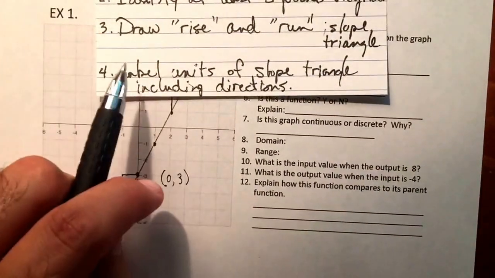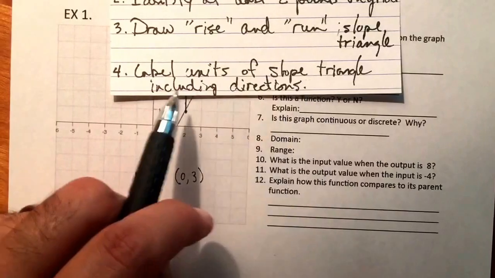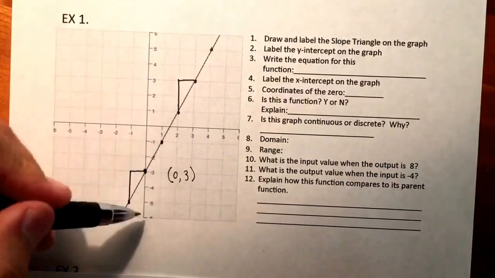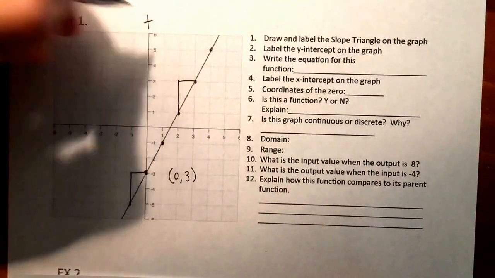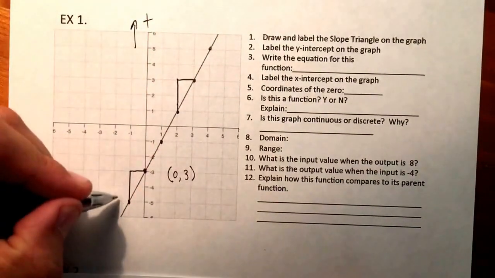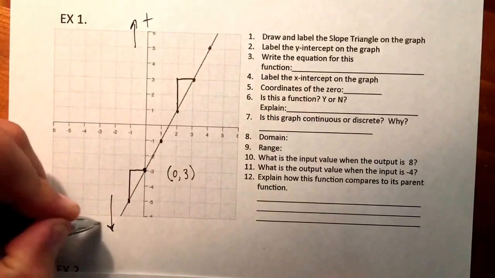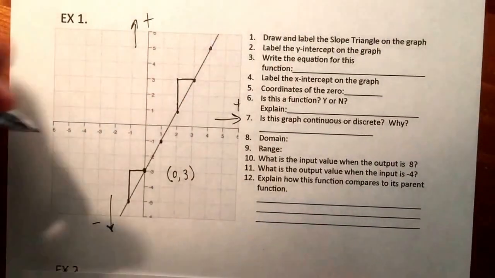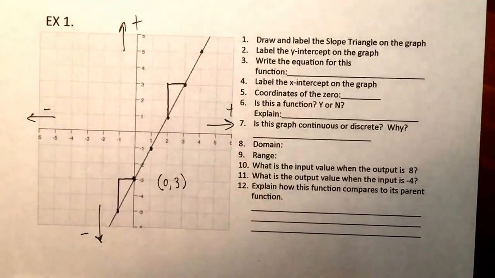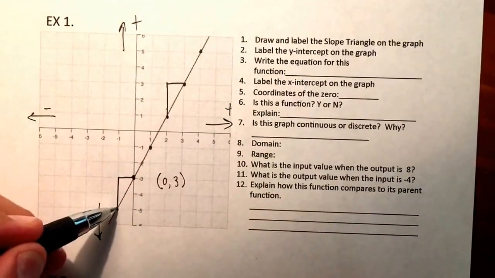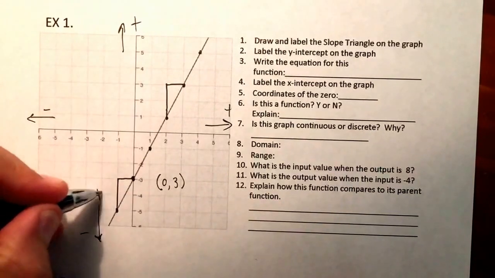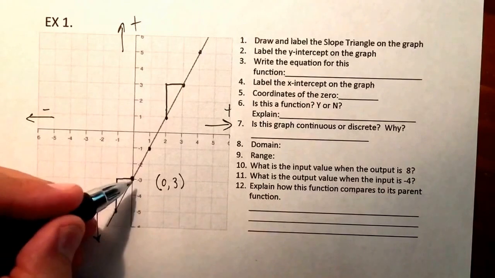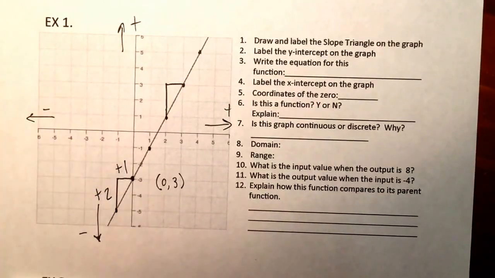Step number 4 is label the units of the slope triangle, including direction. So what do I mean by direction? First off, if we're going up, this is the positive side. If we are moving down, that would be negative. When we're moving to the right, this is the positive direction. When we're moving to the left, that's the negative direction. So if I start here and go up, that's positive 2 units. And if I move to the right, that's a run of positive 1 unit.